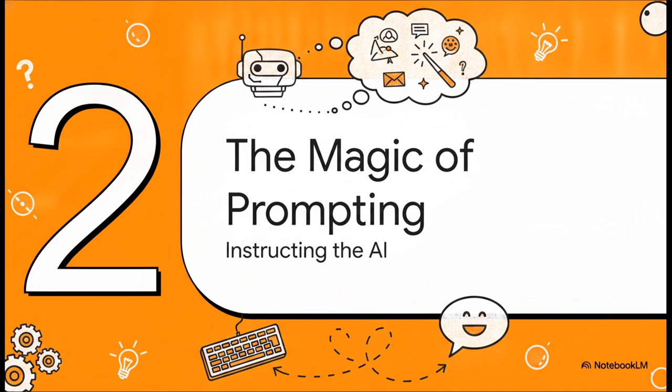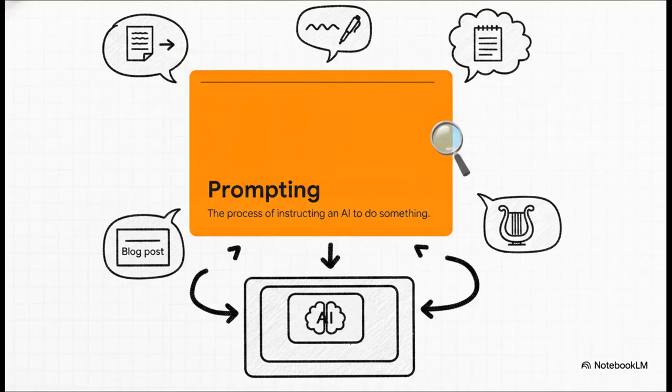Section 2. The magic of prompting. So having a slick interface is only half the battle, right? The other half is how we instruct the model to actually behave like a helpful assistant, rather than just some random text generator spitting out words. Let's anchor ourselves with a really simple definition here. Prompting is just the process of instructing an AI to do something. You've probably seen examples of this everywhere by now, prompting an AI to summarize a long document, write a quick blog post, or maybe even create a poem.